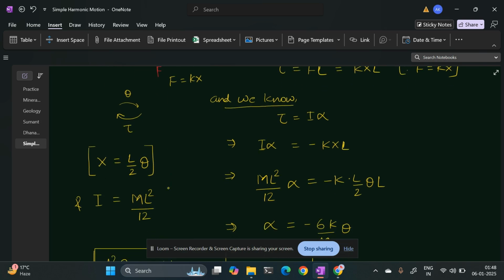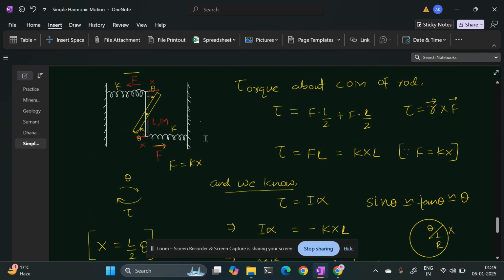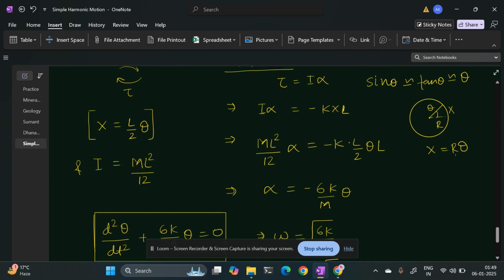We know for a small angle, sine theta equals tan theta equals theta. If the angle is small, suppose this is a circle of radius r, and this is arc length x. Then we can write x equals r theta. From here we can write x equals L by 2 theta, and we put this into the equation. We also know the moment of inertia of the rod about the center of mass is m L square by 12.